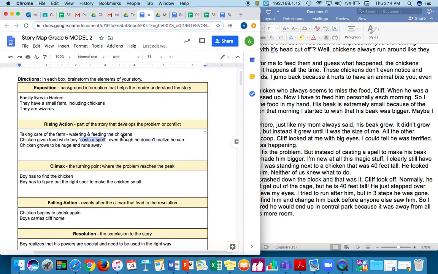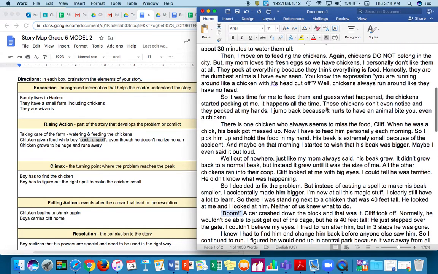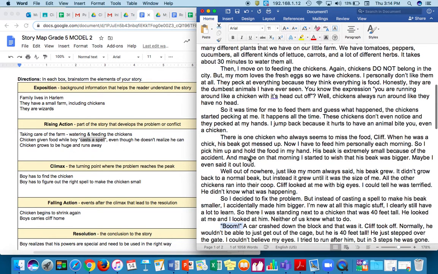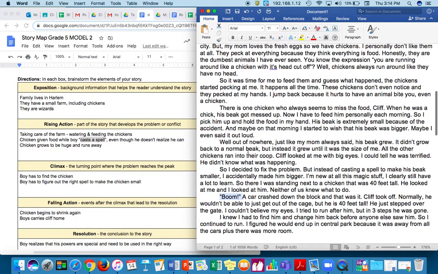So I used these 3 details that I had to make my rising action. I didn't want to just say Mitch was taking care of the farm, Mitch waters and feeds the chickens, Mitch gave one of the chickens food and accidentally cast a spell, even though he didn't realize he can. I didn't use these exact words, but I used the ideas that I had to write this story, okay?